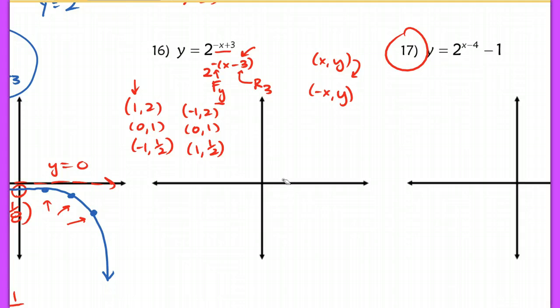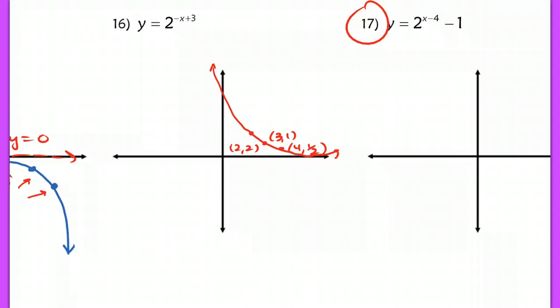Now, because it's still a shift in the x, I'm still going to add to the x value. So I would add 3 to each one of these coordinates, and I'm at 2, 2, 3, 1, and 4, 1/2. So these are the points that I would plot. I'm going to do that really quick. I'm going to erase so that I clean this up a little bit and graph that.